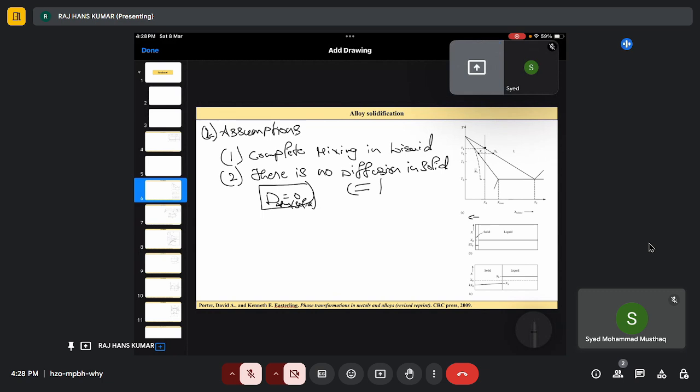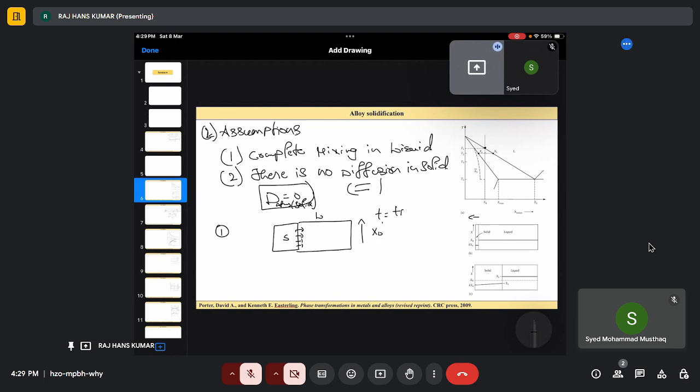So let's first take the first one. Let's say this is the amount of solid that has formed at time t equals to t1, right? Now this is my liquid. Now my solid has rejected some part of the solute into the liquid. Now liquid concentration has risen by a value, let's say XL1.